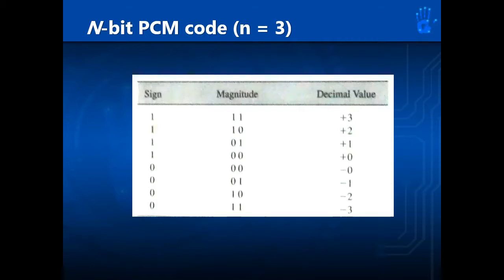And then lastly, we have the decimal value. Meaning for each combination of the PCM code, there is a corresponding decimal value. For a sign bit of 1 and a magnitude of 1, 1, we have positive 3. And for a sign bit of 1 and a magnitude of 1, 0, we have the decimal value positive 2. And so on. The sign 1 denotes positive, the sign 0 denotes negative.